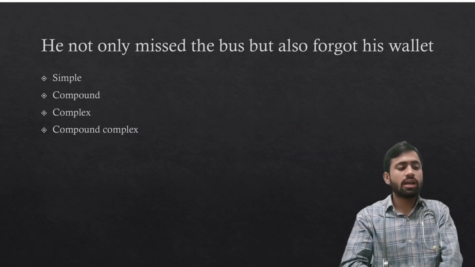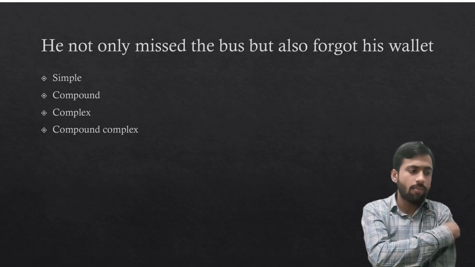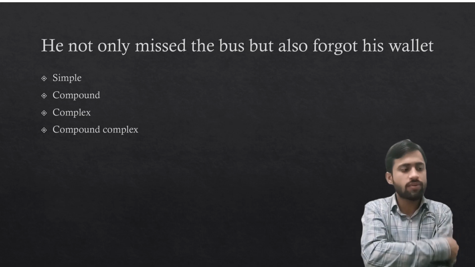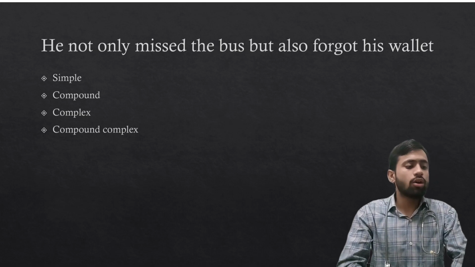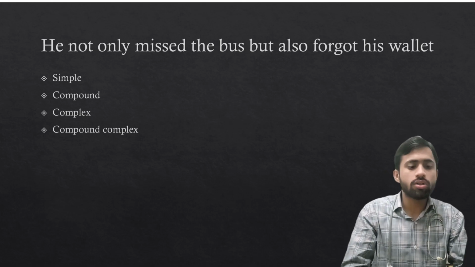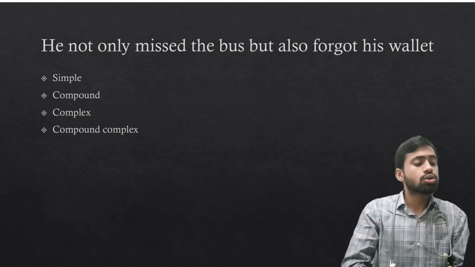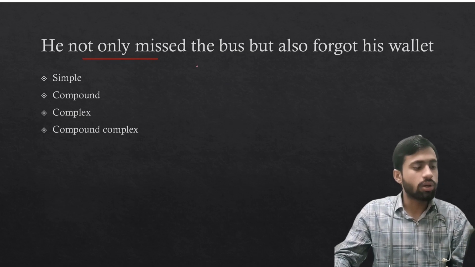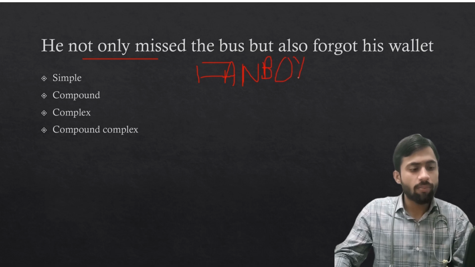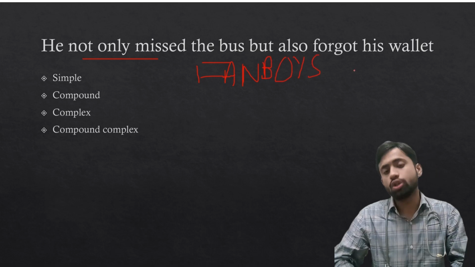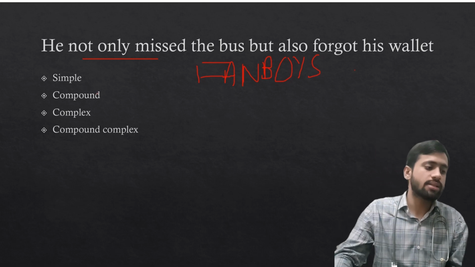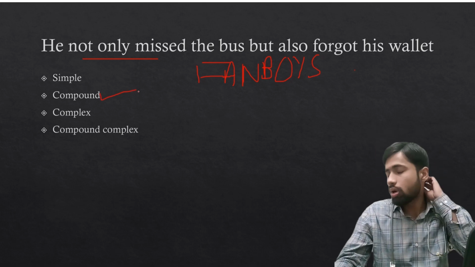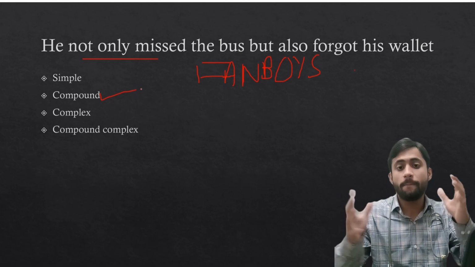Next MCQ again from English and grammar. It is regarding the types of sentences: simple, compound, complex. He not only missed the bus but also forgot his wallet. So not only and but also, if you remember the sentence fanboys, you would remember that fanboys conjunctions are used in compound sentences, used to join two main clauses.